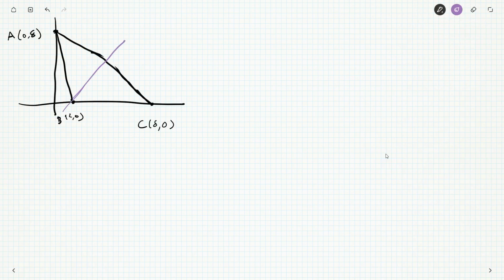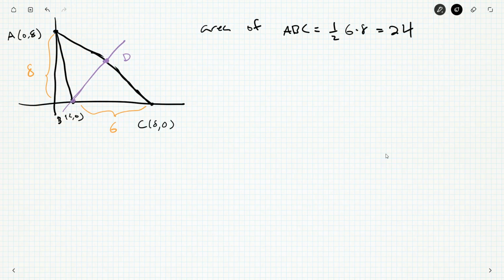Now, what can we do in order to split it in half? I know B has to be on the line, but if I had another point, say D, and could work out what D should look like, I think we'd be all set. Now, how do we split it in half? Well, first we need to know the actual area of ABC. We can see we have a height of 8 and a base of 6. So the area of ABC is 1/2 base times height, so it's going to be 24.